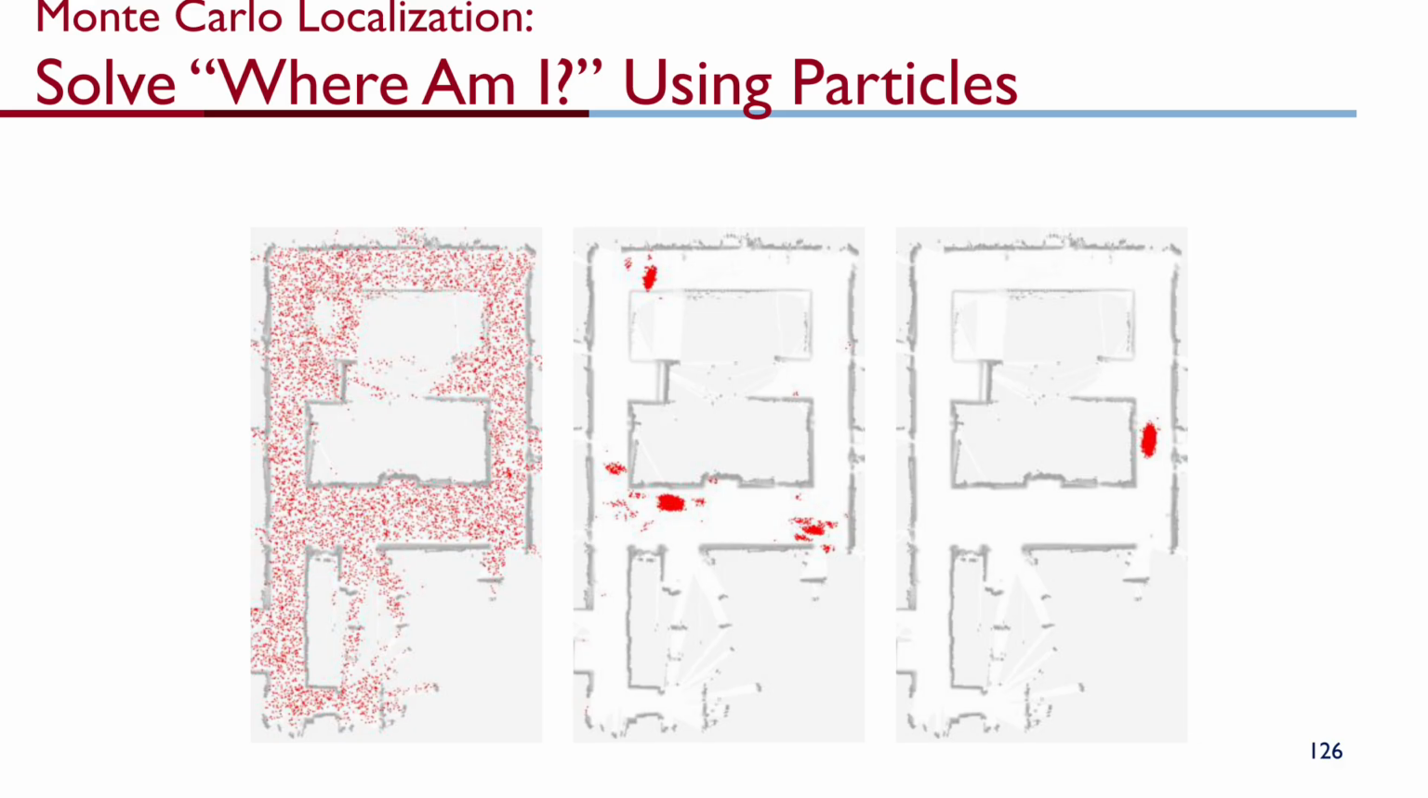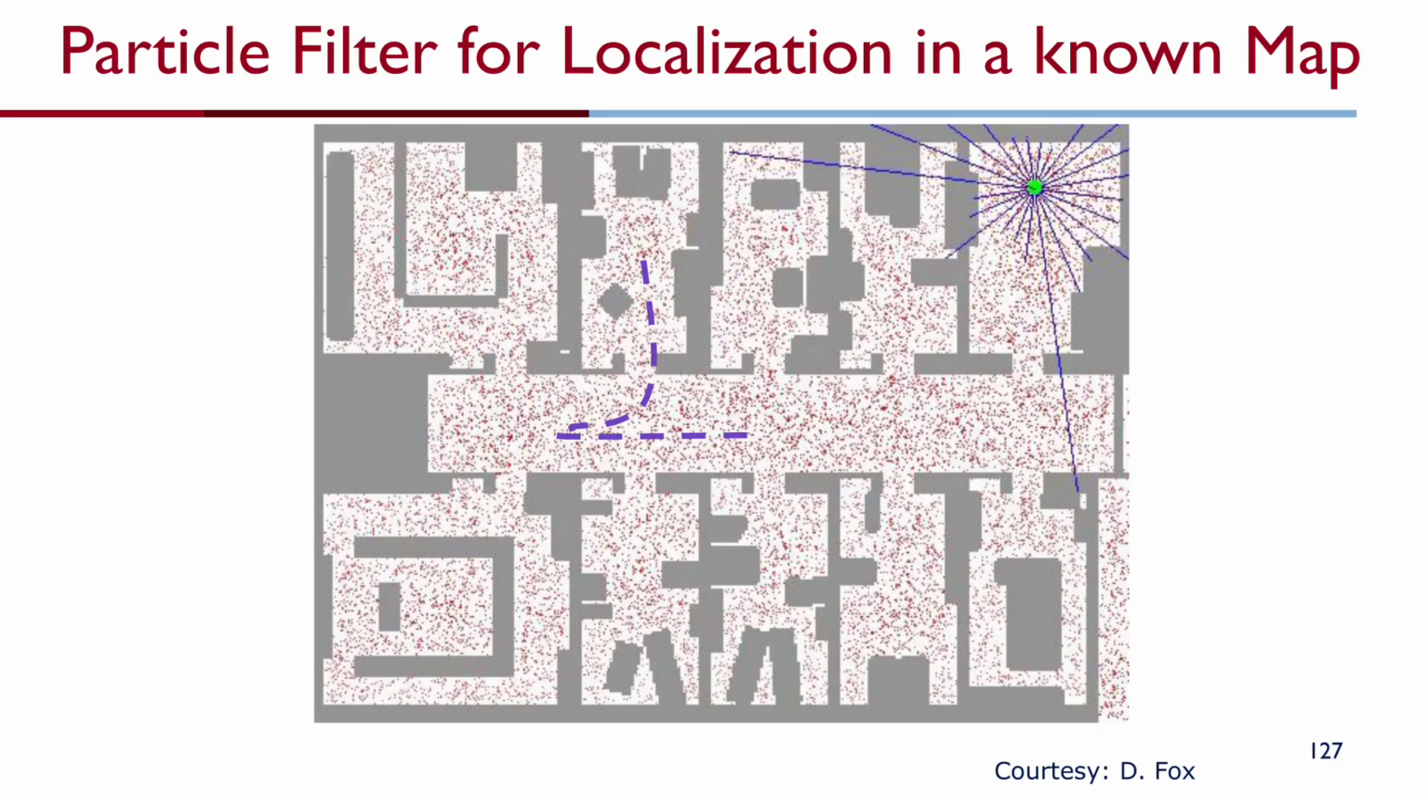Since we don't know the robot's location yet, every hypothesis has the same weight. This forms a uniform, completely uninformative belief. As the robot starts moving and taking measurements, these particles will begin to shift, concentrate, and eventually converge toward the true pose.